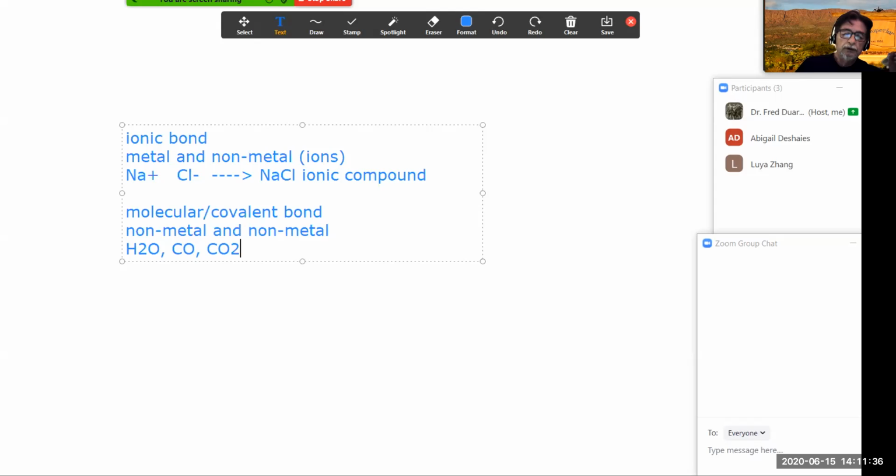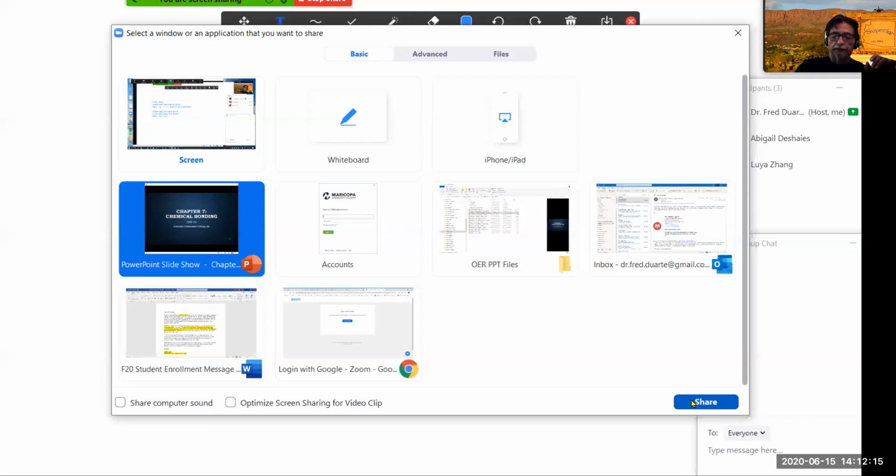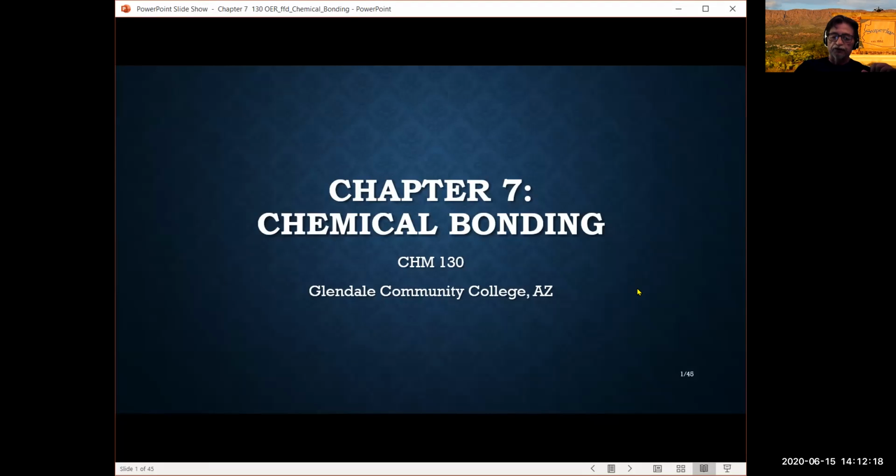So all the chemical compounds that we have, there's only two types: ionic bonds and molecular bonds, or covalent bonds. And the thing to take away from this is to remember ionic bonds is a combination of a metal and a non-metal. And molecular slash covalent bonds is a combination of at least two different nonmetals. So that's the main point of this particular chapter.